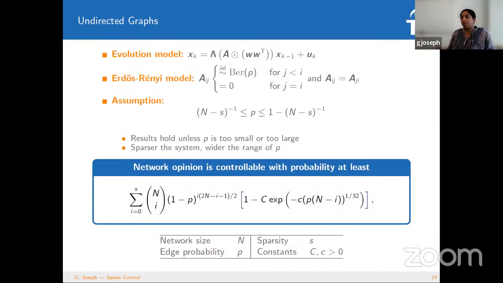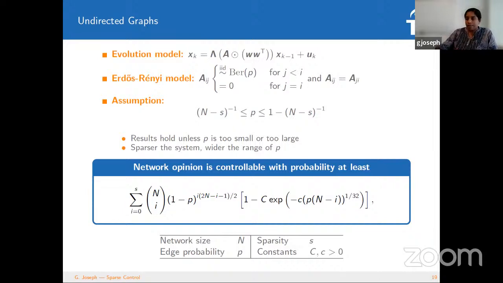So the range of p is large. And we have a probability with which the network opinion is controllable. In other words, if we have a network of size n and edge probability p, and you restrict your control inputs to be sparse, and we assume that at most s entries of the control input can be non-zero, then the network opinion is controllable with the probability given in this box.